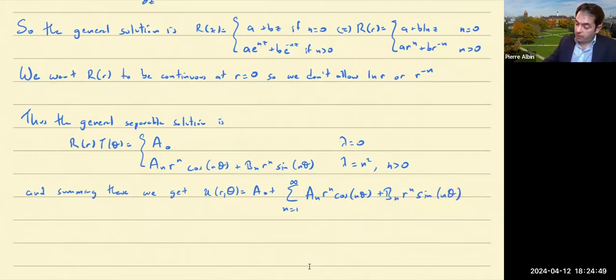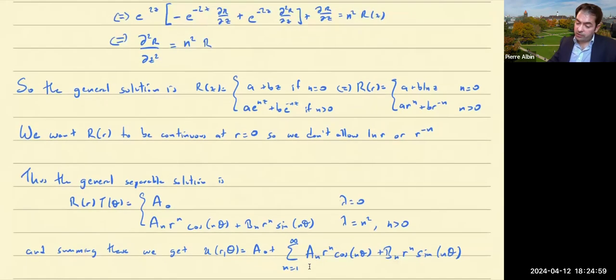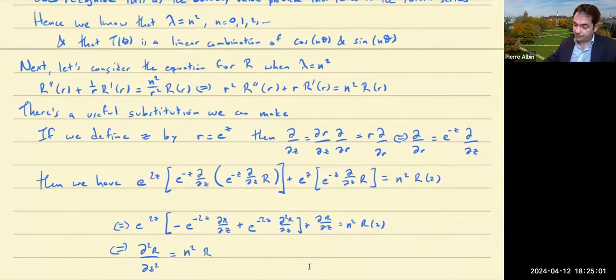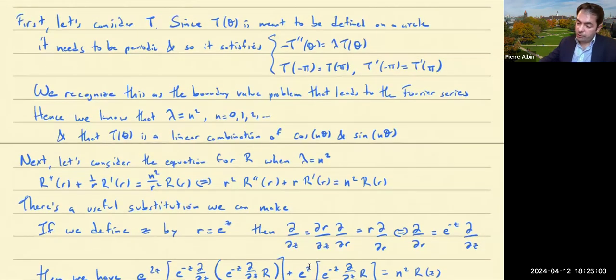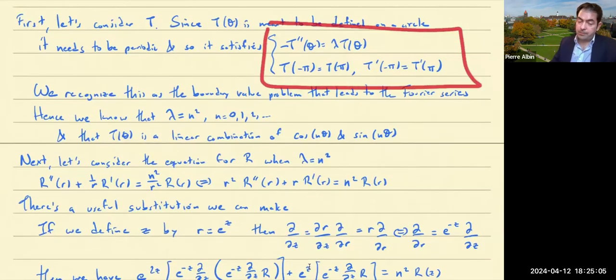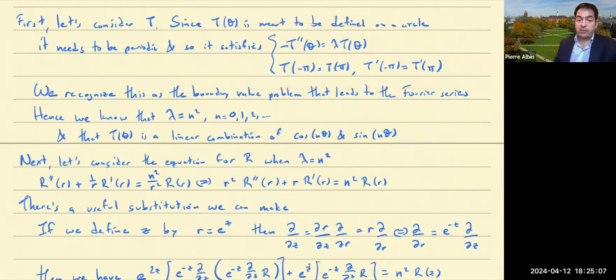Except for the r to the n's, this looks exactly like the Fourier series expansion of some function. So again, that's not too surprising because we did notice that the boundary value problem we ended up with for capital T was the same boundary value problem that you end up with for the Fourier series.